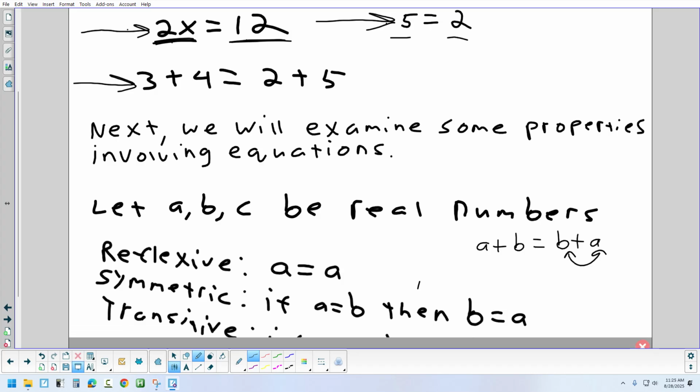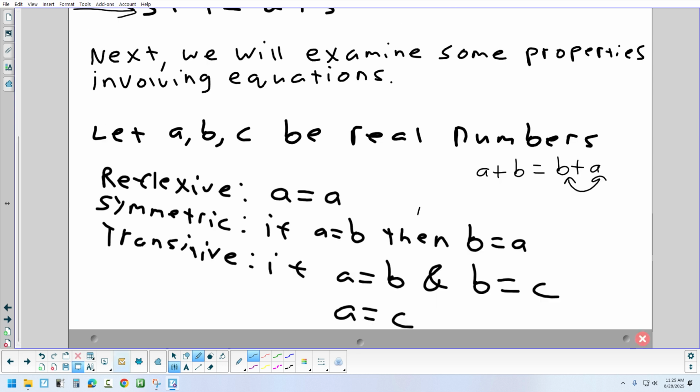And the last one is transitive. Does anybody remember what the transitive property is? Yep, Lucas. If A equals B and B equals C, A equals C. Yep, I kind of remember that. It's like when you have a chain of things. You can have 3 things, 5 things in the chain, but yeah, that's exactly it. Okay. Any questions on those 3 properties?